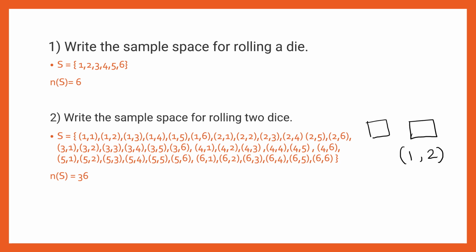Similarly, there is one more possibility, which is 2, 3. Similarly, we have all the possibilities: 1, 1, 1, 2, 1, 3, 1, 4, 1, 5, 1, 6 and so on and so forth for each and every element, which means each and every element will be combined with the other element. And hence if we count, the number of elements in the sample space would be 36.